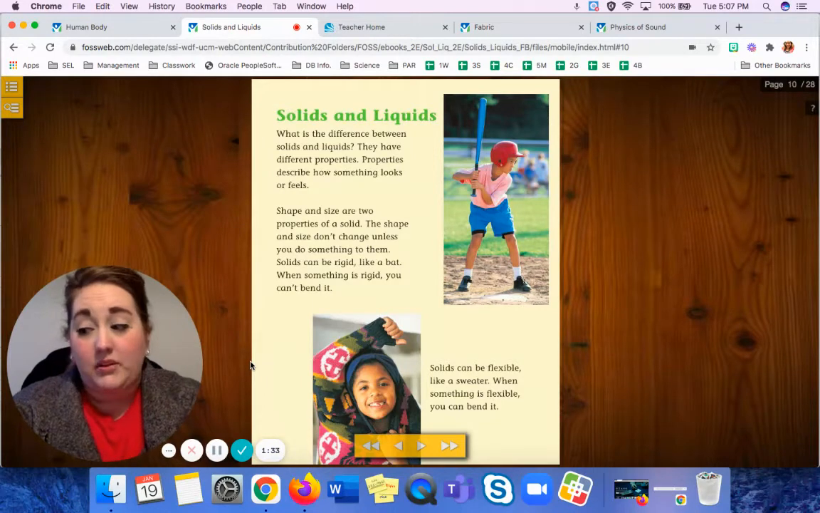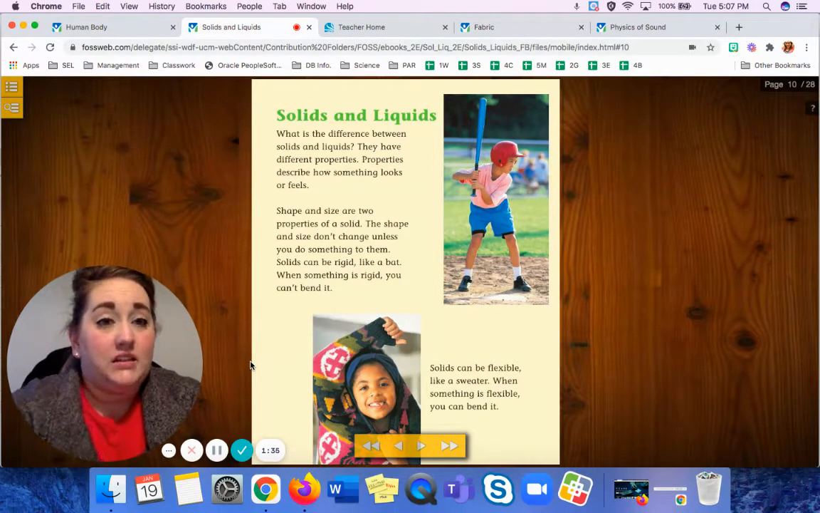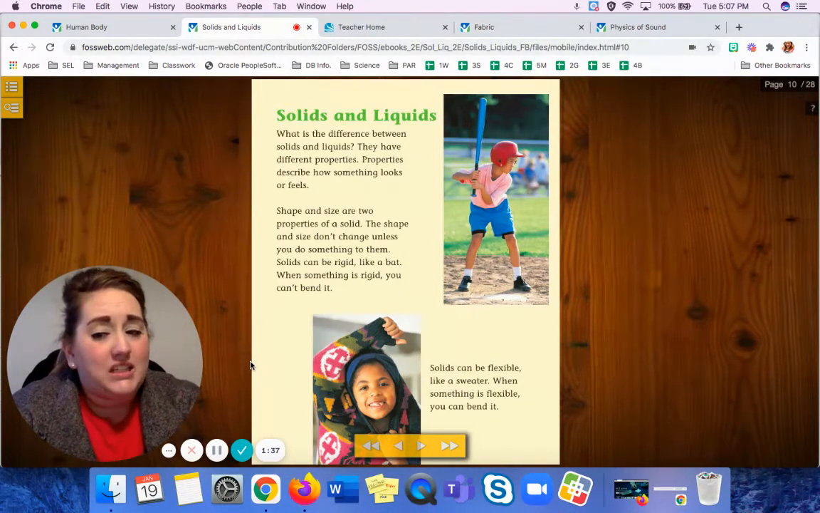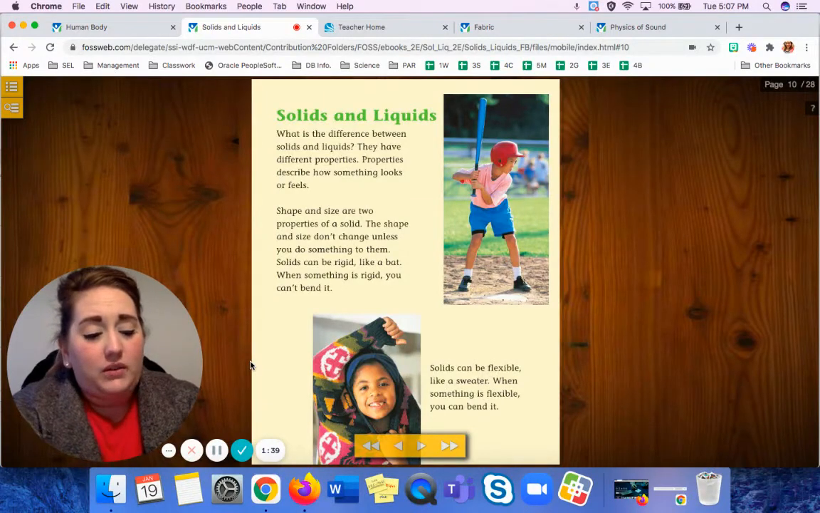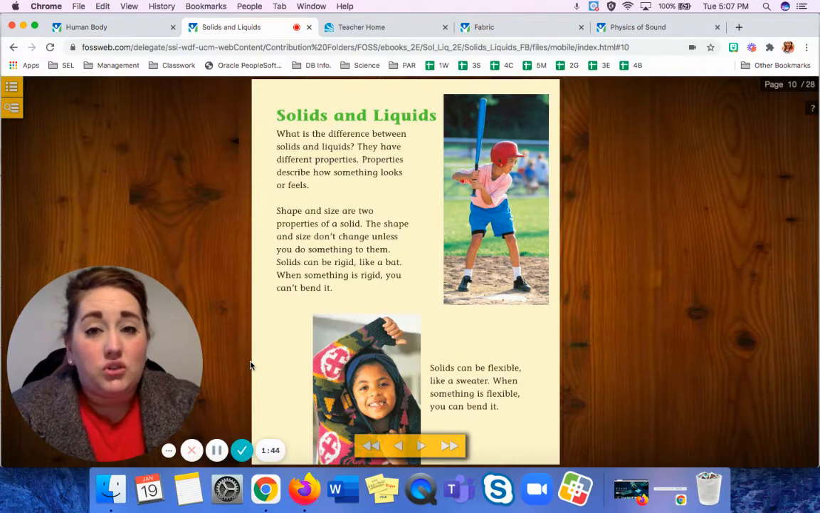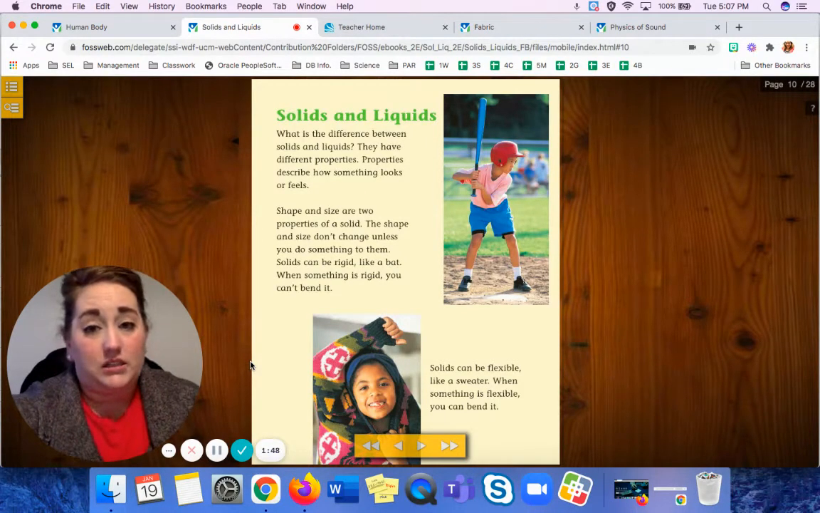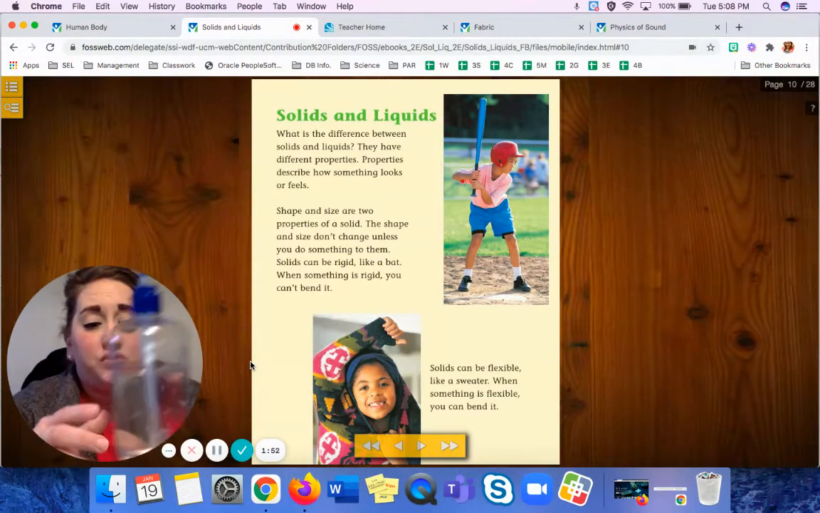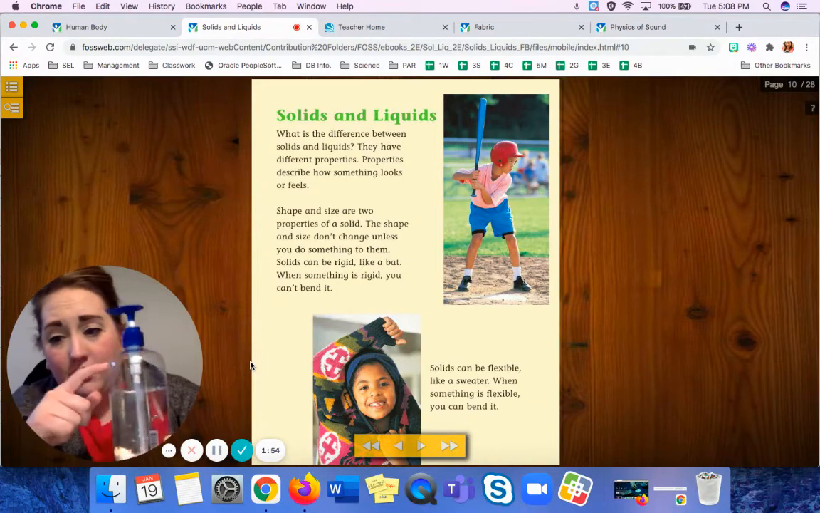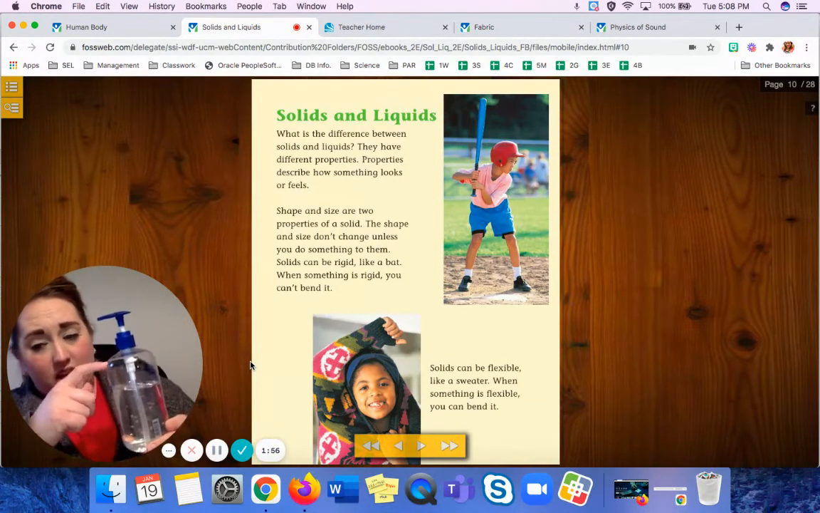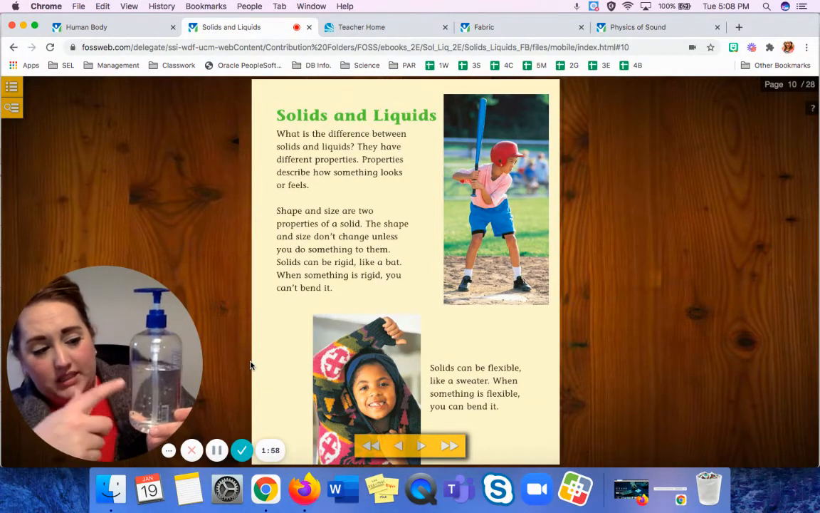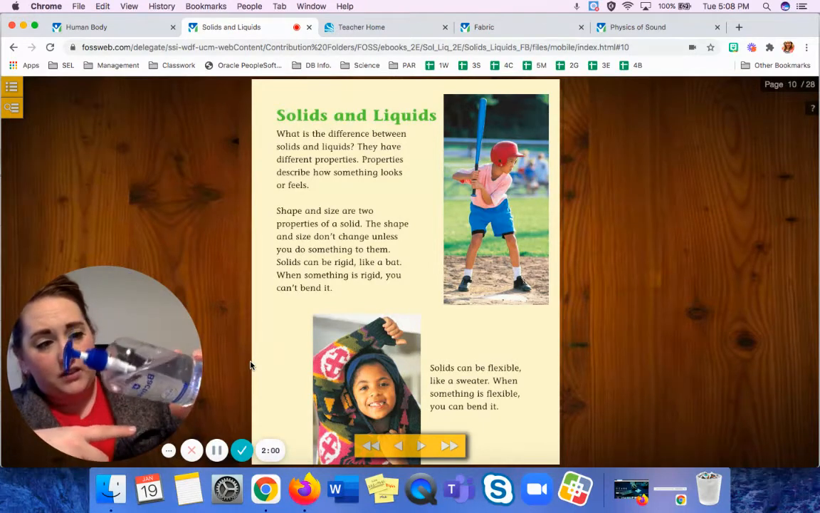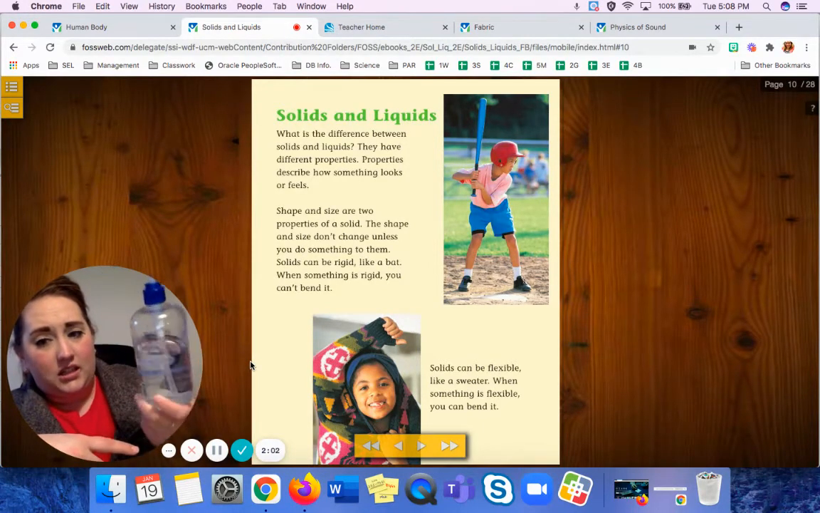When we're talking about solids, liquids, and gases, we need to keep those properties in mind so that we remember which is which. Okay, we use those to help us sort the different items into categories. It helps us determine whether this bottle for my hand sanitizer is a solid or a liquid, and whether the sanitizer itself inside of this bottle is a solid or a liquid.